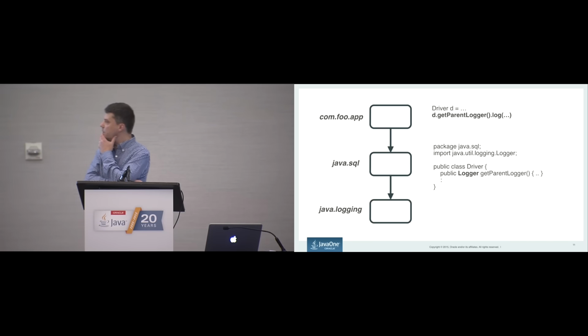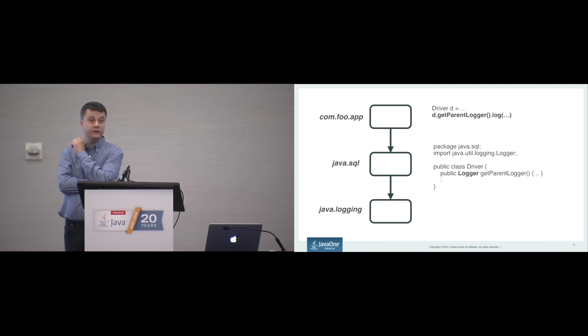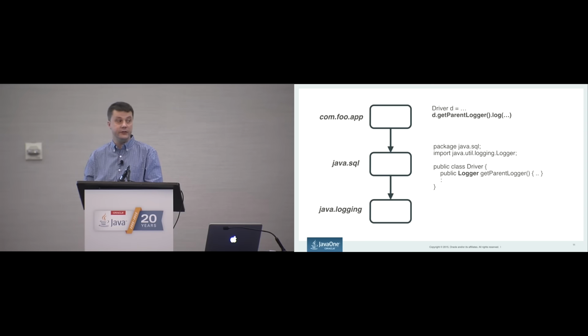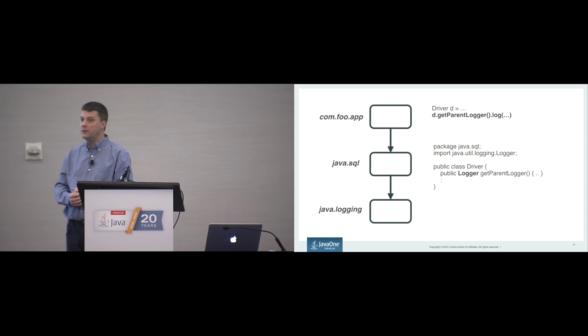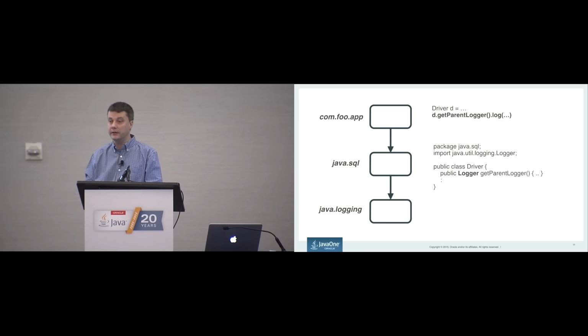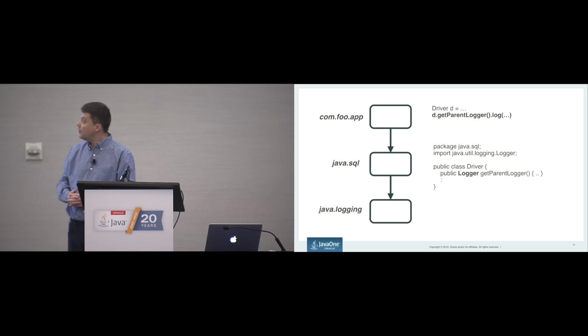So our Java SQL module has a class in there called Driver. I guess most people know there's a java.sql.Driver. That's one of the most commonly used classes in the JDBC API. It has a public method in there that returns a logger. Okay, so the logger is in this other module down at the bottom. It's in the package java.util.logging. I've now got code in my application module that is invoking that method. So it has a reference to a java.sql.Driver and is invoking that method.